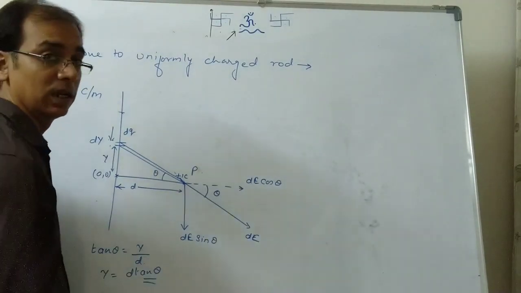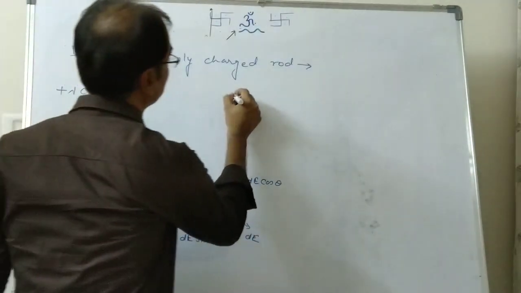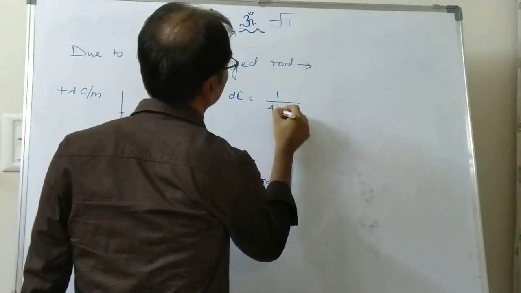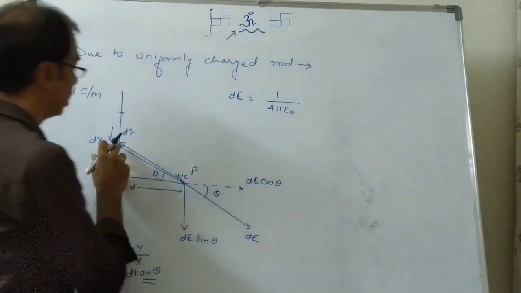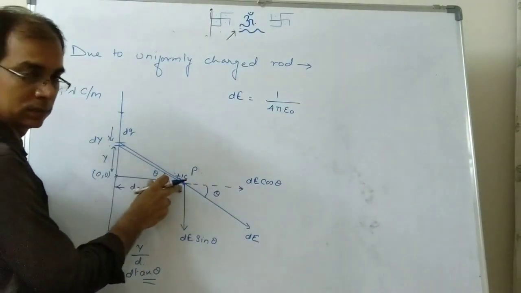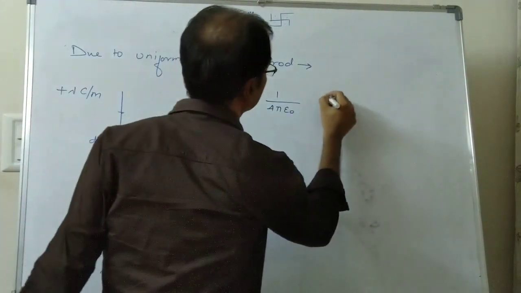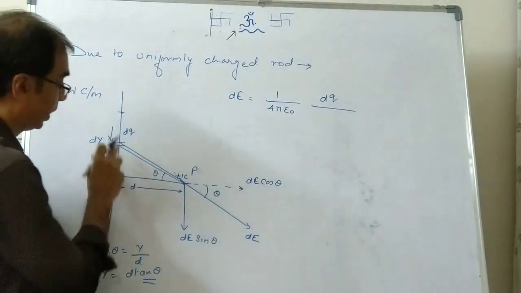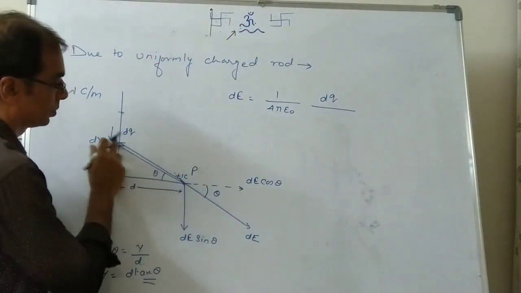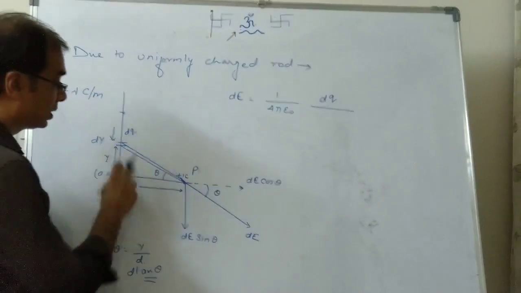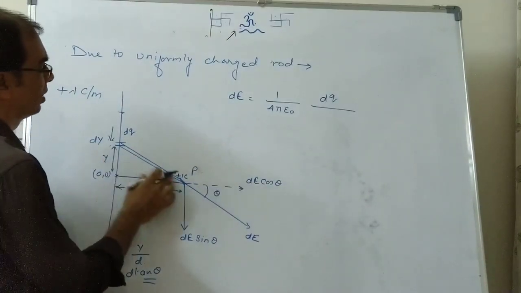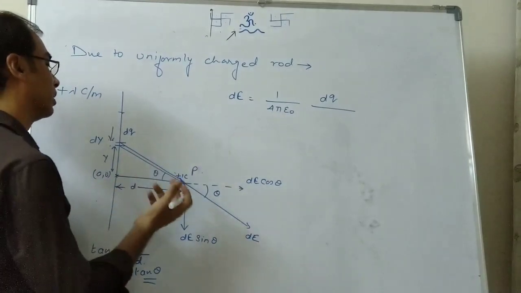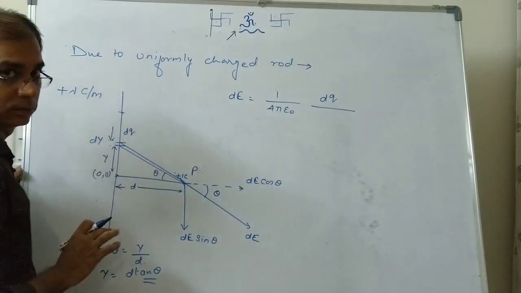What is this dE? Let's write this expression then. So dE is 1 by 4 pi epsilon naught into dq into 1, that means dq only, divided by what? By this distance squared. And this distance, if you check, either I can write as root over y square plus d square, or I can write it in terms of theta directly.